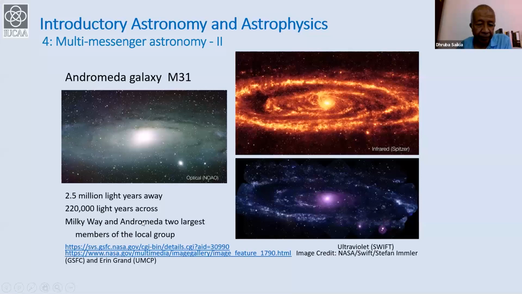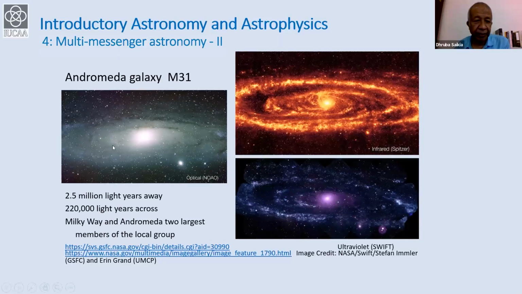And the Milky Way and the Andromeda are among the two largest members of the local group of galaxies. We learn as we go along that galaxies generally don't occur in isolation, but are in groups and clusters of galaxies, and some are much richer than others. And we are a member of a group called the local group.